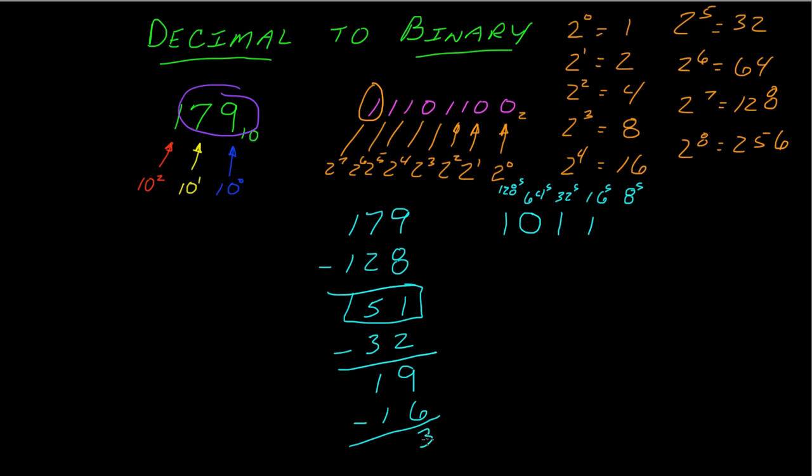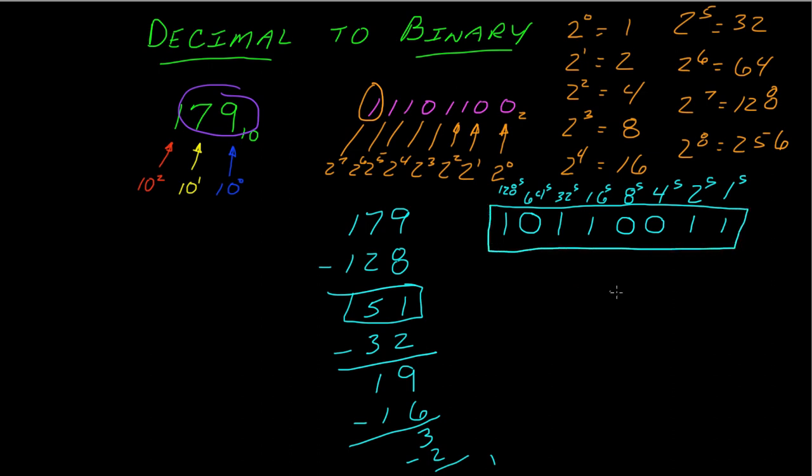How many 8s do we have? We've only got 3, so we don't have any 8s, so we put a 0 here. How many 4s do we have? Still don't have enough, so we put a 0 there. How many 2s do we have? We've got enough to subtract 2, and that leaves us with a leftover of 1. So we can set the 2s bit, and we can also set the 1s bit. A little tip here: anytime you start off with an odd number, you're always going to have that 1s bit set. So this is our binary 8-digit number that would be equivalent to 179.